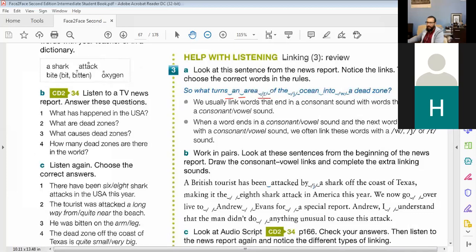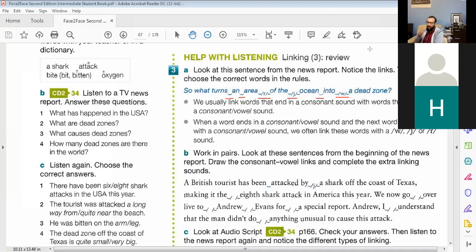It's when you have two vowel sounds. Sometimes another R appears. We have the Y sound and we have another consonant vowel link. And we have a W sound. So when you're reading something like this, it should sound like, so what turns an area? What turns an area? Turns an area. It's together. And then when you get to area, there's a little R sound. What turns an area of, so there's an extra sound here. Of the ocean, the y. So this is the y sound. Into a dead zone, to a dead zone, into a dead zone. So these are just some extra sounds.